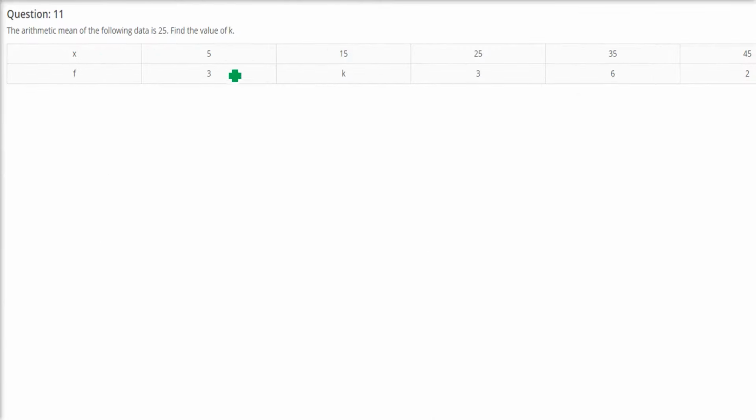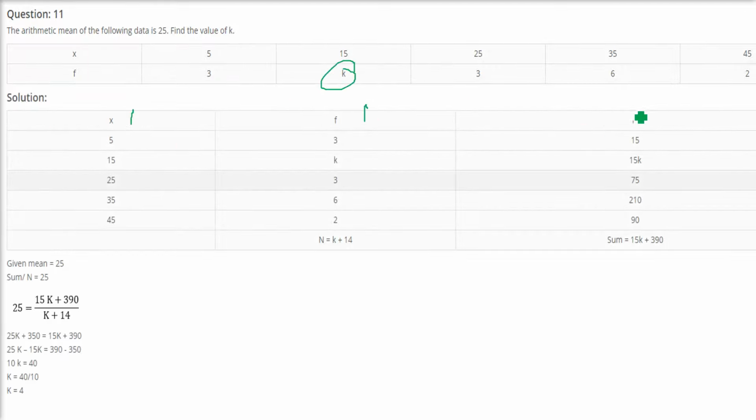The arithmetic mean of this data is 25. That is, we have to find the value of k. So same thing we'll do. We'll make the table like this: x, f, and fx. So x, 4, 5, and 3 multiply, we'll get 15 like this. All we multiply, we have 15 into k, 15k.